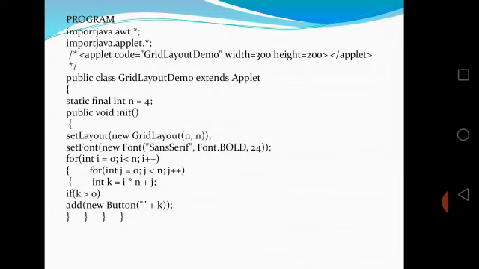Now we increment the j value. It is the inner loop. So j is incremented to 1, and again the statement int k equal to i into n plus j is executed. Now i is 0, n is 4, 0 into 4 is 0, plus 1. So now the k value is 1. Again the condition is checked. Now the k value is greater than 0, so the button is added and it is labeled as 1.